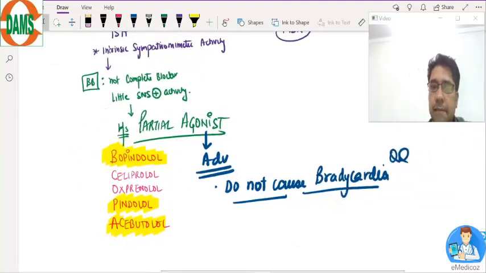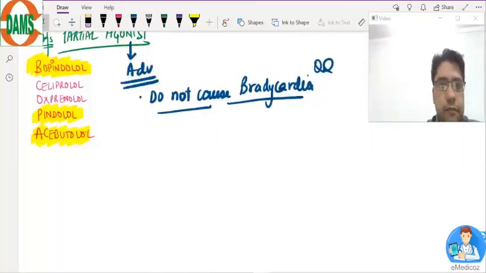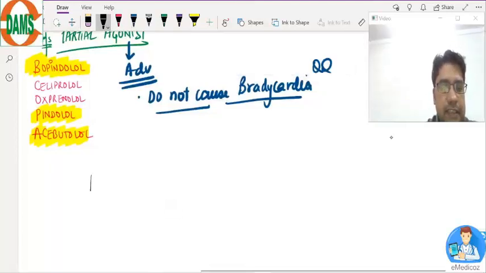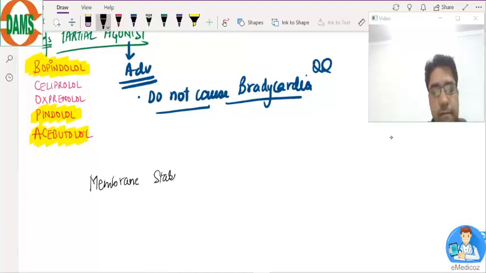Next is MSA. MSA stands for membrane stabilizing action.